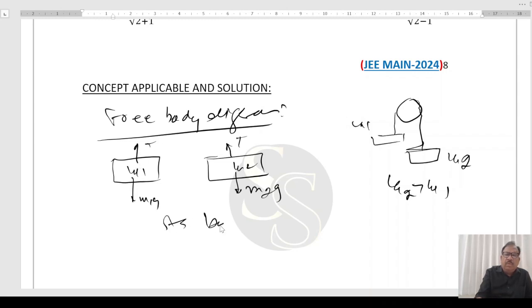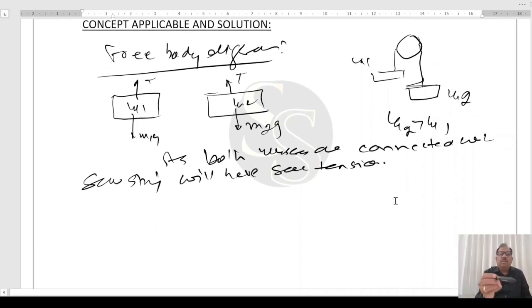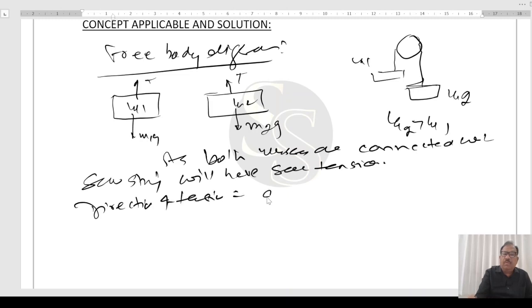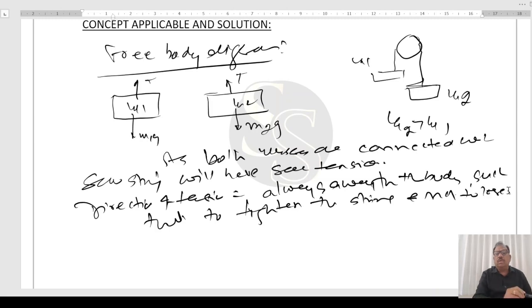As both masses are connected with the same string, they will have the same tension, right? And the direction of tension will always be away from the body, such that it tightens the string and does not let it go loose. This is the essential condition.